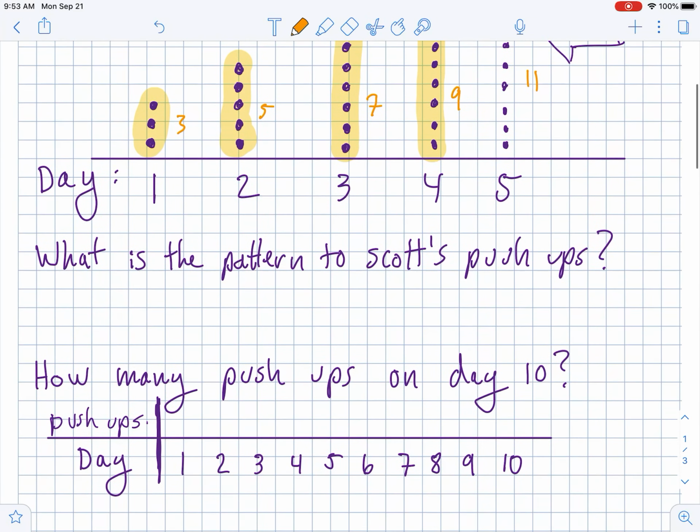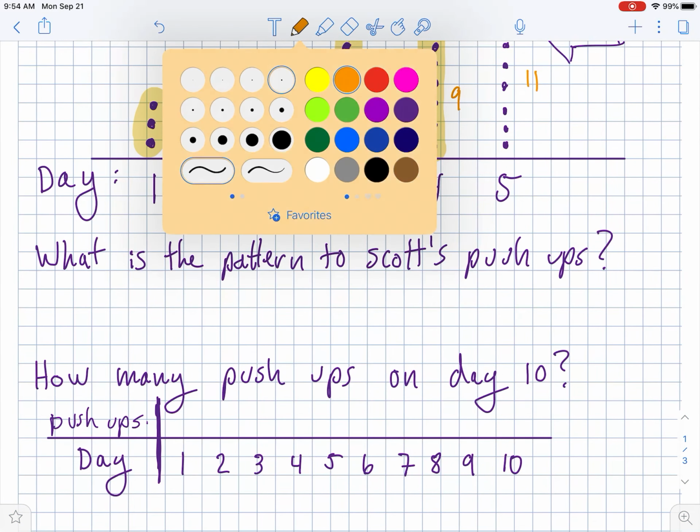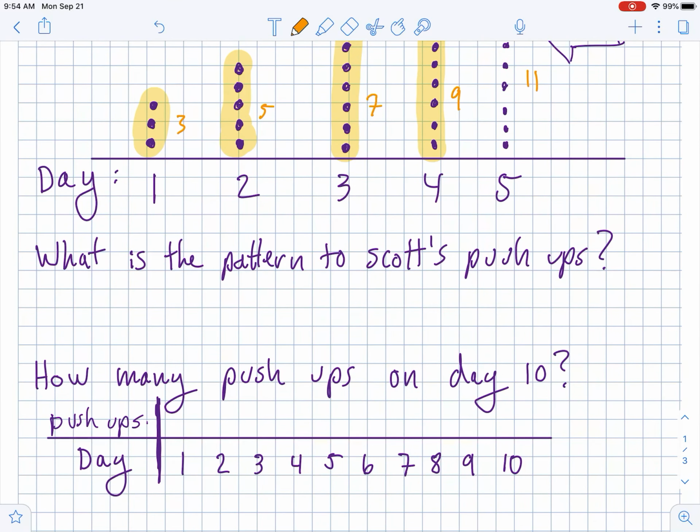So, what is the pattern? I guess verbally we can just say that he is doing 2 more push-ups than the day before.